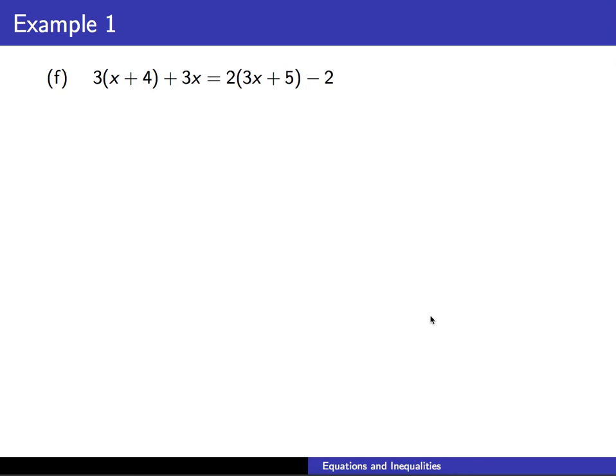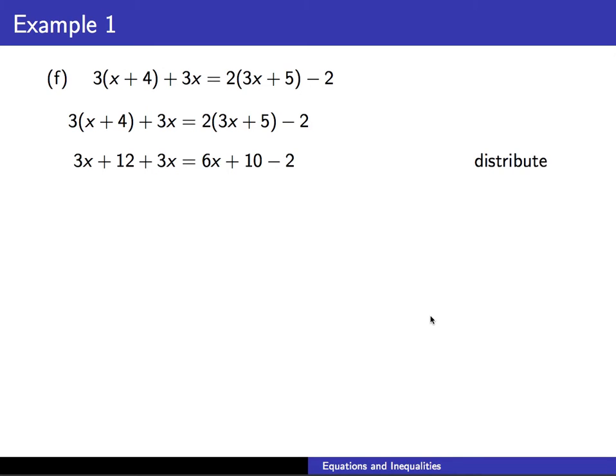All right, example F, we have 3 times the expression x plus 4, and then plus 3x equals 2 times the expression 3x plus 5, and then minus 2. So once again, we're going to start by distributing. 3 times x plus 4 is 3x plus 12, and then bring down the 3x.